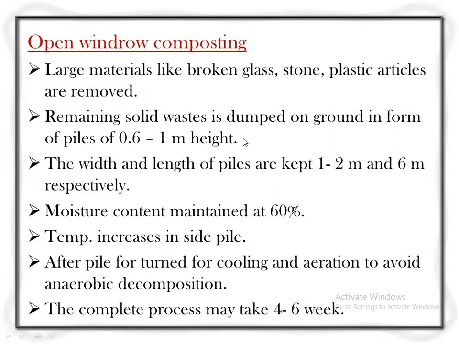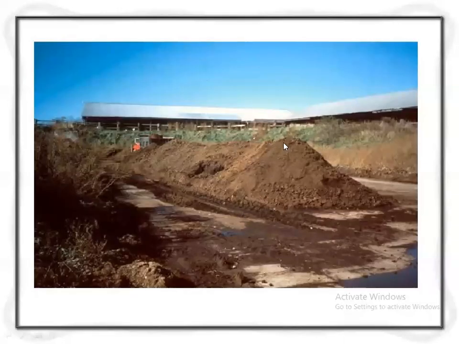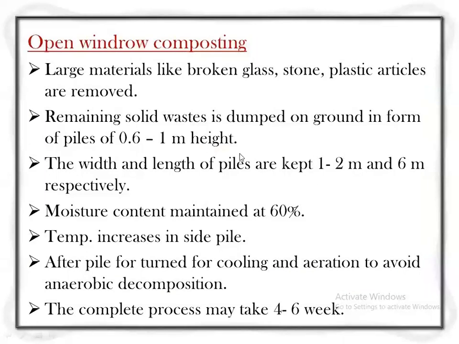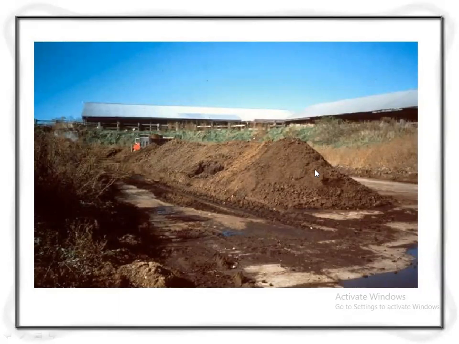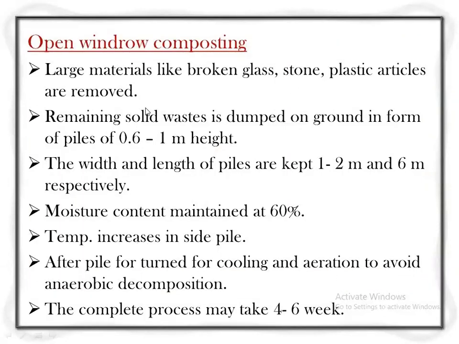In open windrow composting, a pile is formed with a width of 1 to 2 meters, a length of 6 meters, and a height of up to 1 meter, and it is dumped on the ground. It contains organic matter, excluding glass, stone, and plastic articles, which are removed from the organic waste.